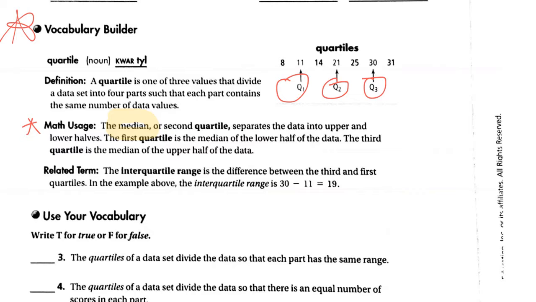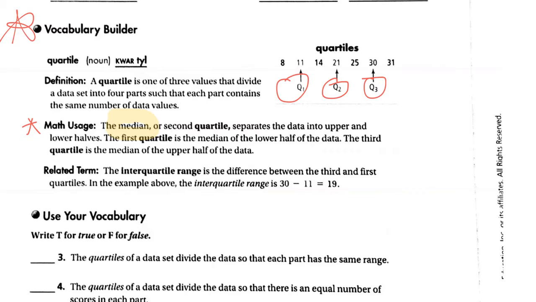The first quartile is the median of the lower half of the data, and the third quartile is the median of the upper half of the data. So we're going to work through using some quartiles to create box and whisker plots.